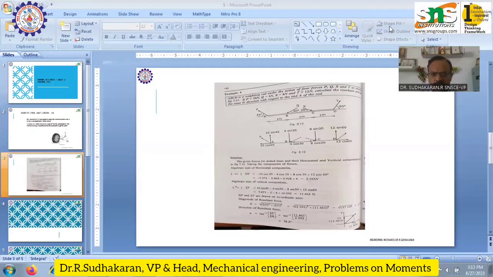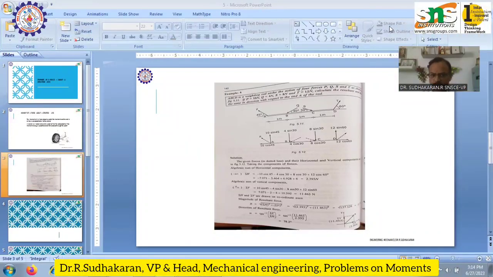So today we'll see how to solve a particular problem when a beam is subjected to more than two or three forces, and how the application of moment helps to determine the unknown force, or determine the resultant of the forces, as well as the application of the resultant at a particular location.